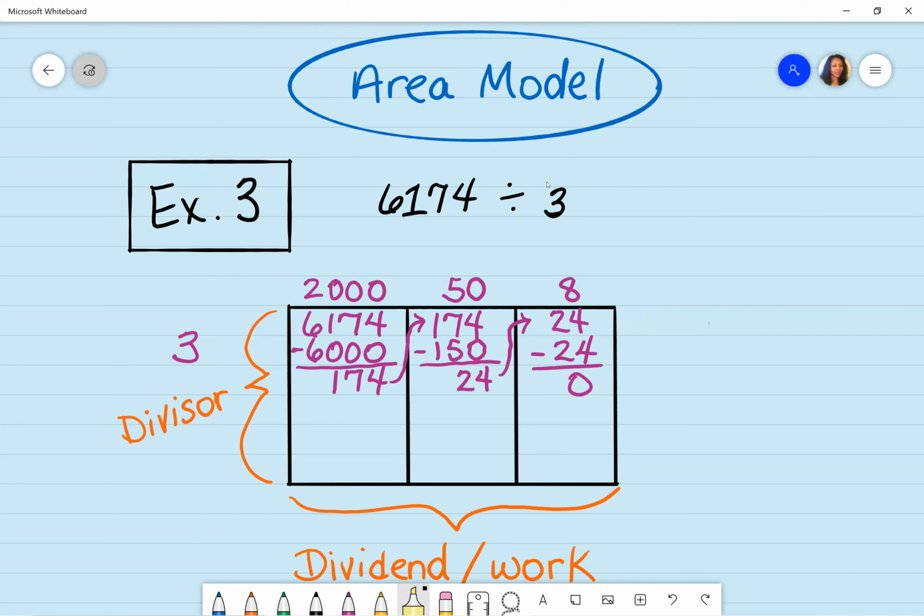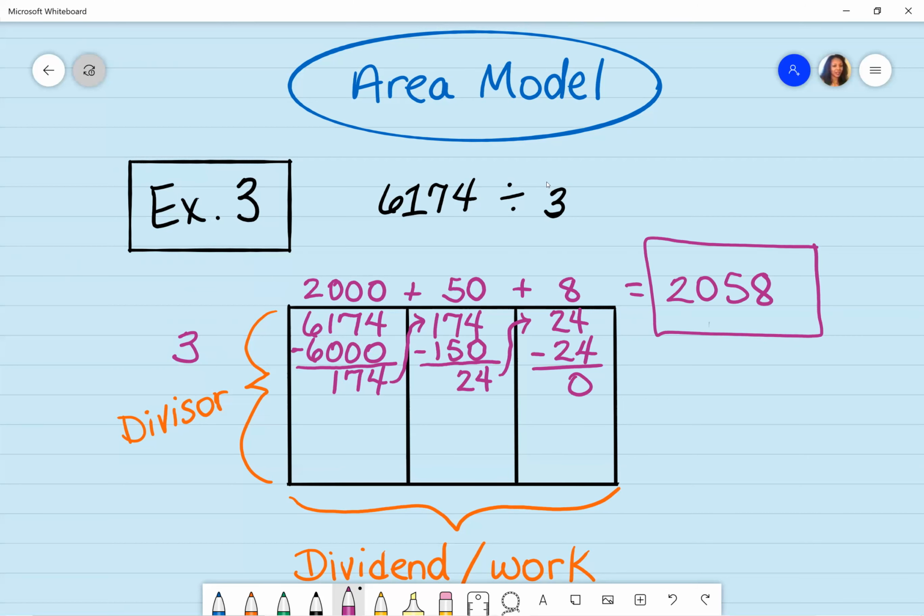What do you do now? How do I get my final answer? You have to add it, the same thing as with the previous model. So what's my answer? That would be 2058. And again, if I wanted to check this quotient, how would I check it?